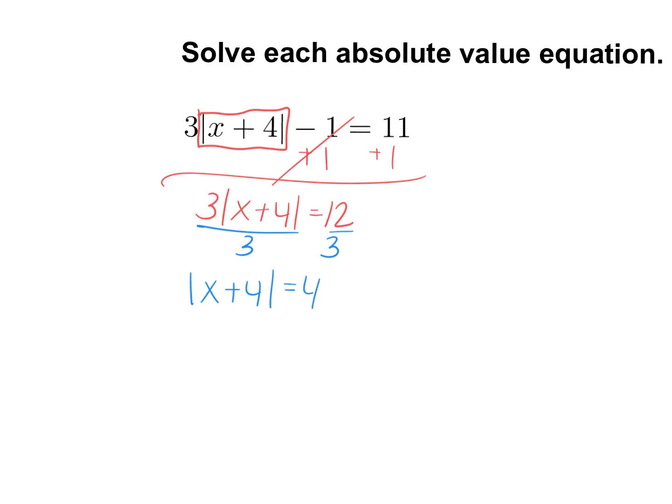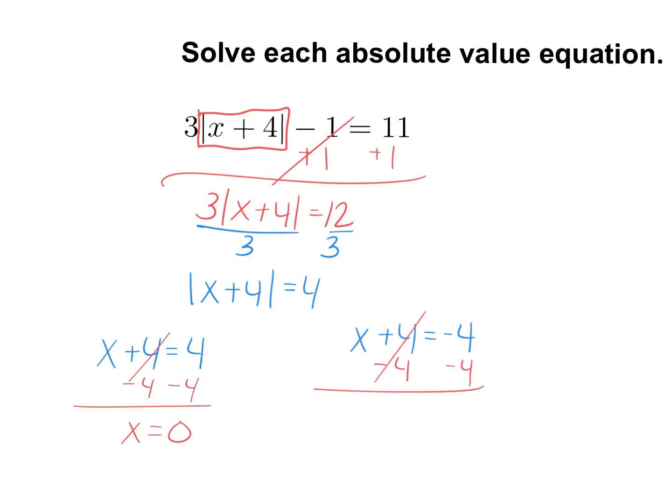Now that the absolute value is by itself, we can set up our 2 equations. So one tells me that x plus 4 is equal to positive 4, and then the other tells me that x plus 4 is equal to negative 4. So I can go ahead and solve by subtracting 4 from both sides. So this one is going to give me that x is equal to 0. And then if I subtract 4 from both sides for this one, I get that x is equal to negative 8.